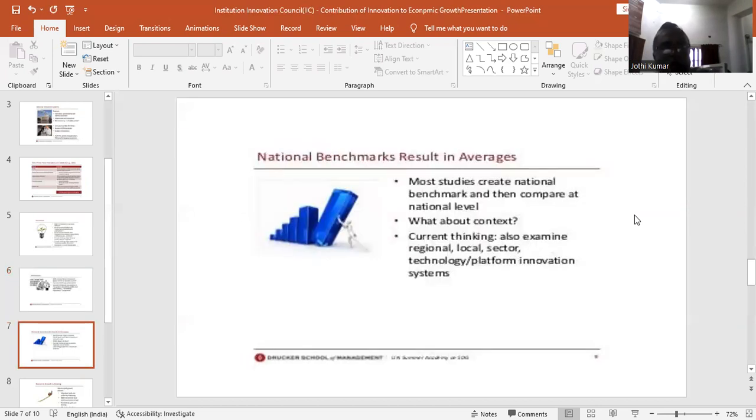So what are the benchmarks and results in averages? The benchmarks are national benchmarks when compared at the national level. We can examine the regional level, local sector, technology, or platform innovation systems. So the technology must grow. It is not limited to the local people or the people of a particular sector. It must be all over the region. So it is diversified, and we have to build innovation systems in a diversified manner to reach all the stakeholders.